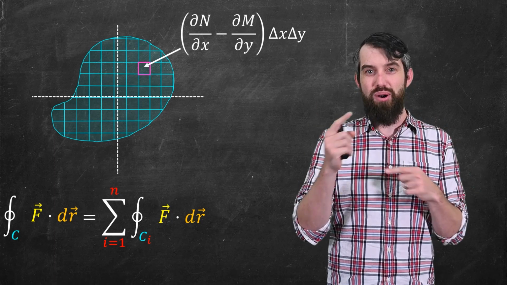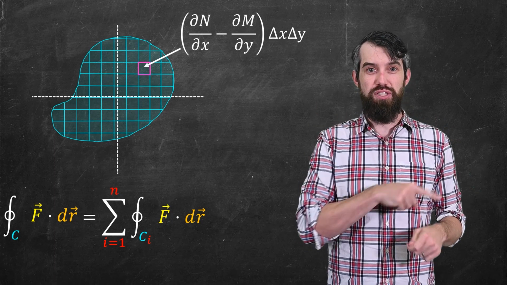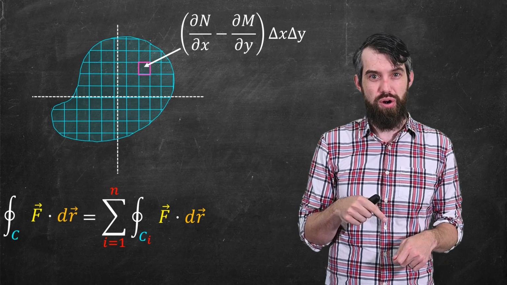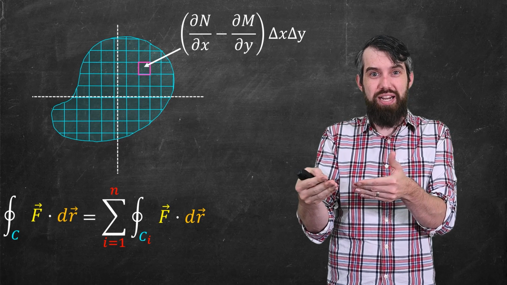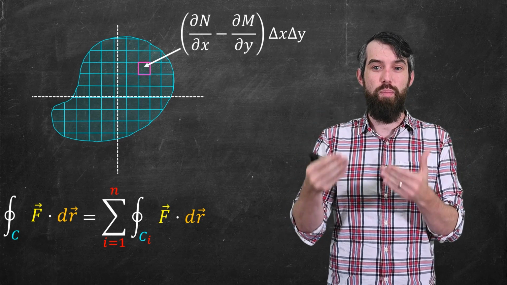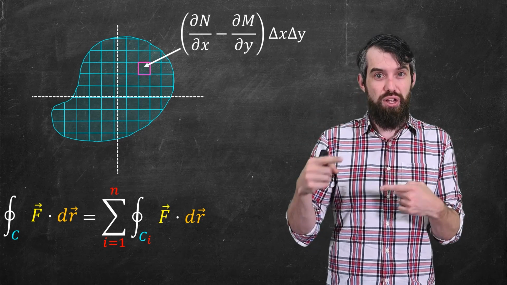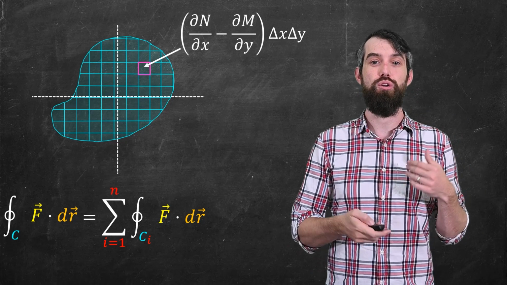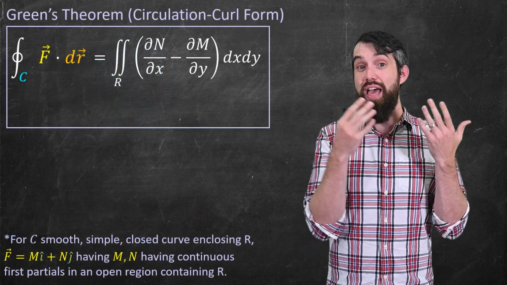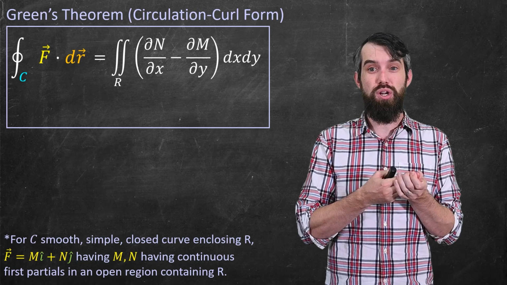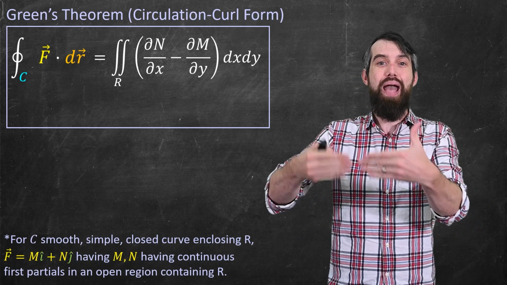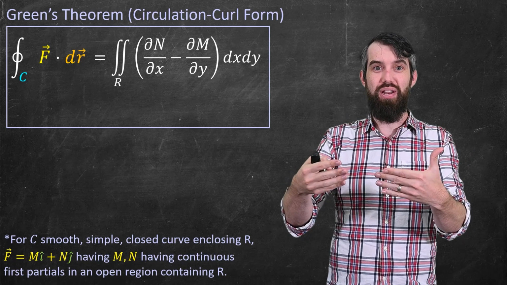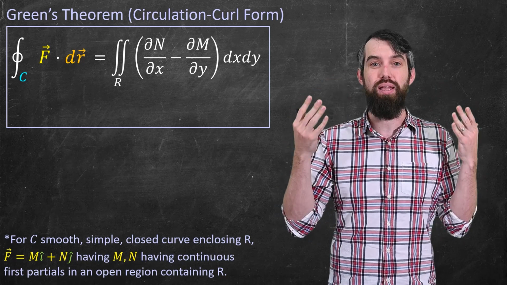And so now I'm starting to get this relationship between the total circulation around the entire curve and then the circulation density around these tiny infinitesimal rectangles when I cut it up more and more and more. So if I take the limit as n goes to infinity, what I get is called Green's theorem. And it says that the line integral around a curve is, you just take that circulation density and you add it up, a whole bunch of accumulations. This is just a double integral.